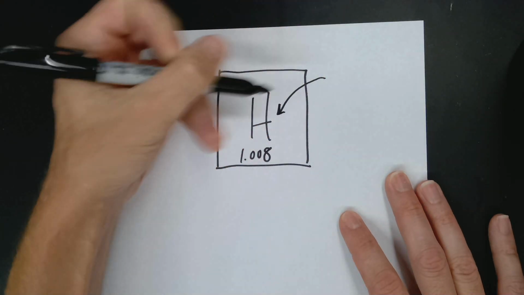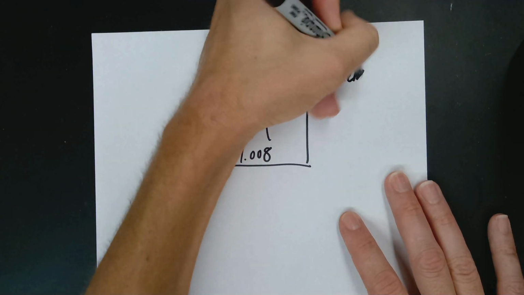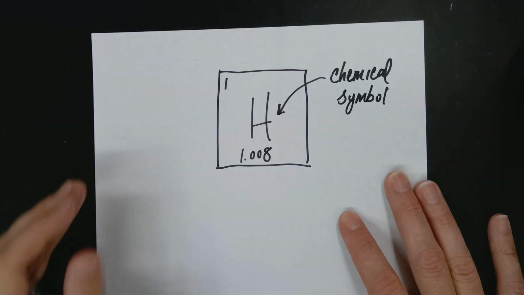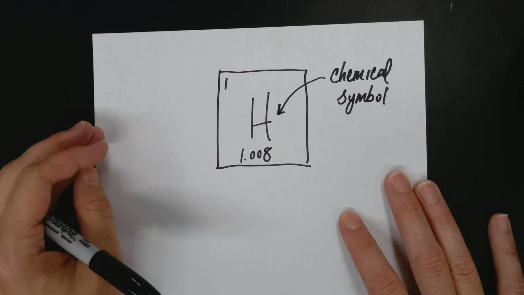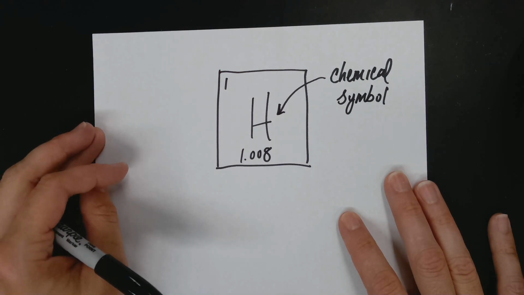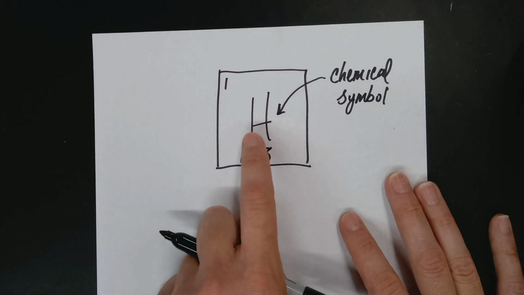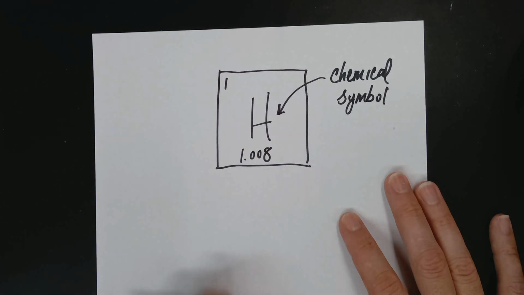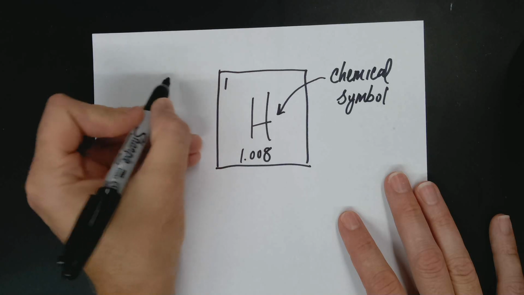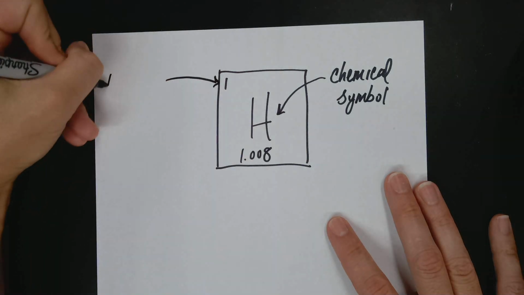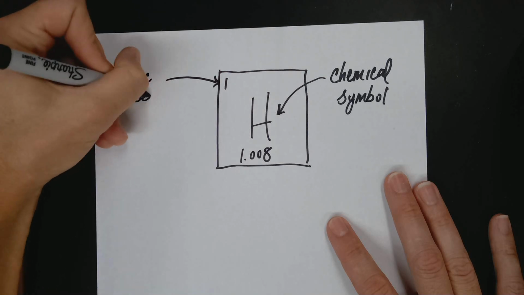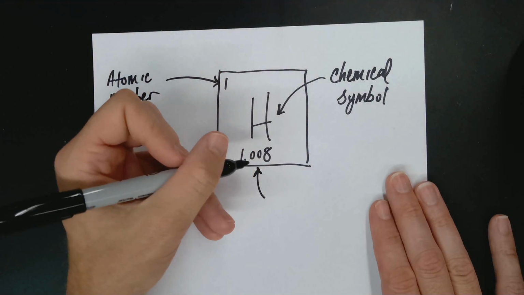The letter in the center is called the chemical symbol. Each element on the periodic table has a unique 1 or 2 letter code. Be sure you're careful with capital and lowercase. So the first letter is always capital, and if there's a second letter, it's going to be lowercase. You got to be careful about that. The number in the upper left-hand corner is called the atomic number. And the number at the bottom is called the atomic mass.